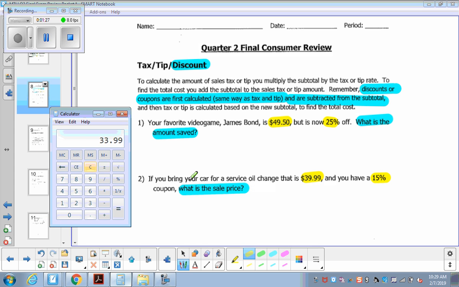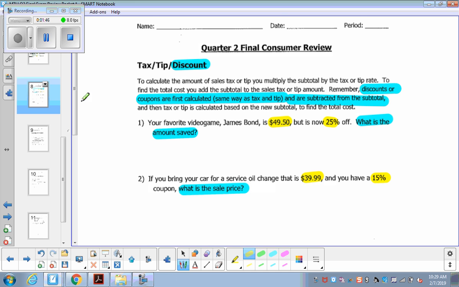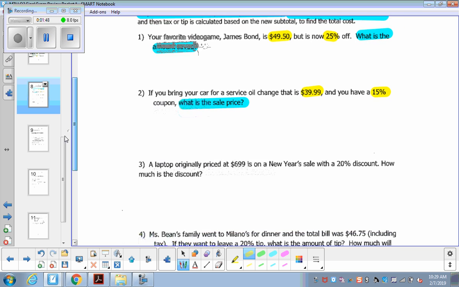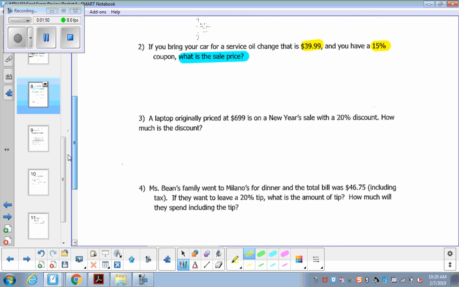Another way you can do that for the sale price problems is that if it's 15% off, that means you're going to be paying 85%. So if you take the $39.99 and multiply by the 85% that you have to pay, there is the $33.99 that you have to pay for the oil change. Okay? All right. Number 3 is going to be pretty straightforward.